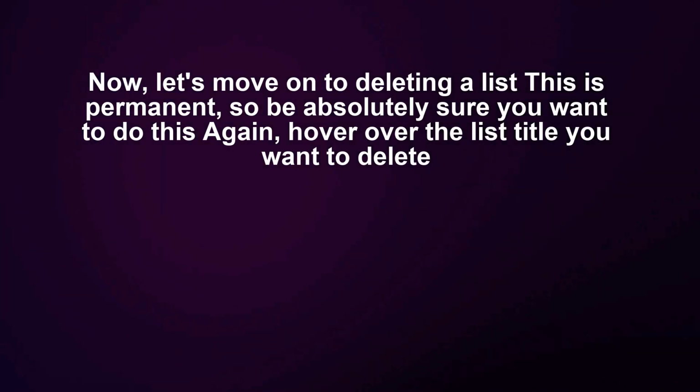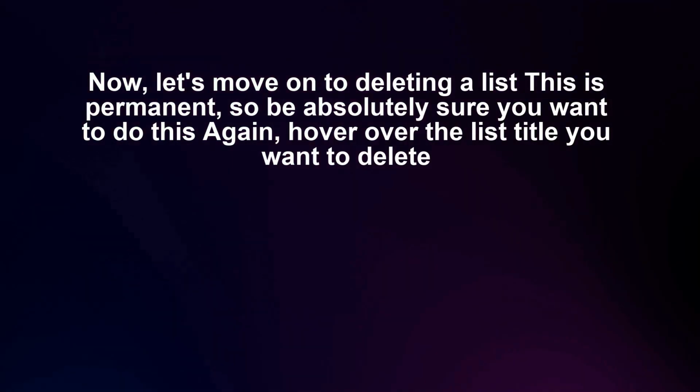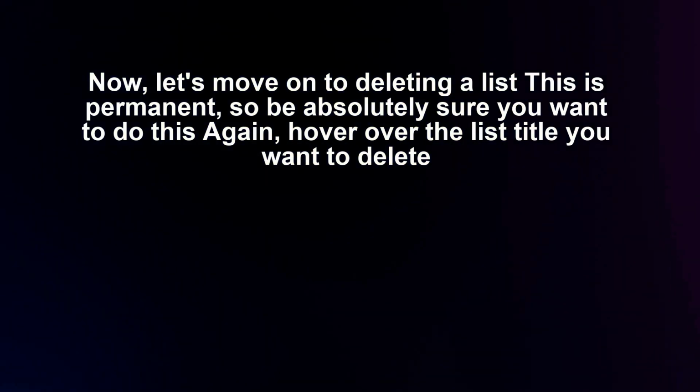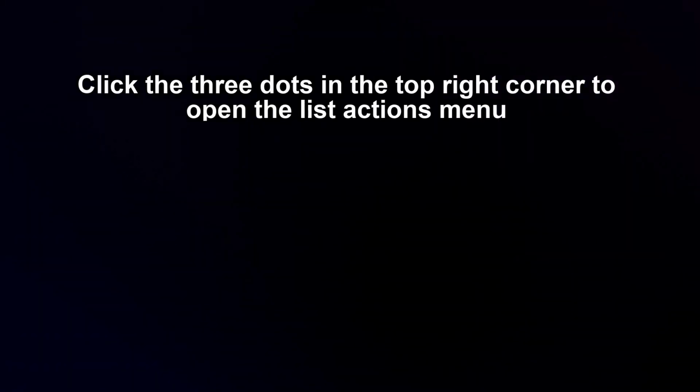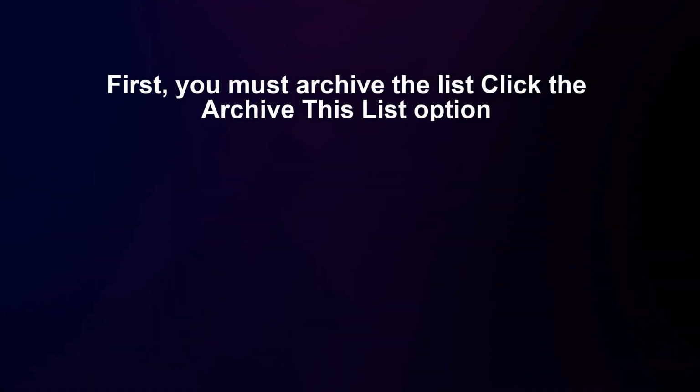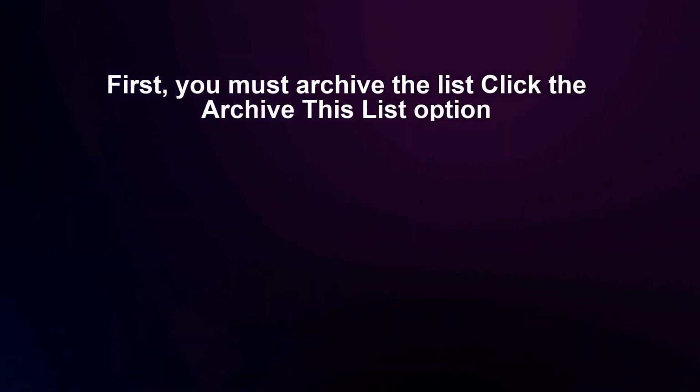Now, let's move on to deleting a list. This is permanent, so be absolutely sure you want to do this again. Hover over the list title you want to delete. Click the three dots in the top right corner to open the List Actions menu. First, you must archive the list. Click the Archive this list option.